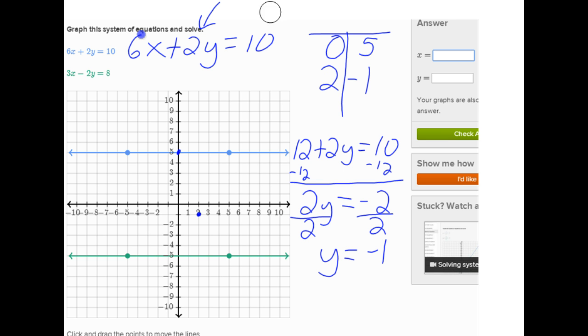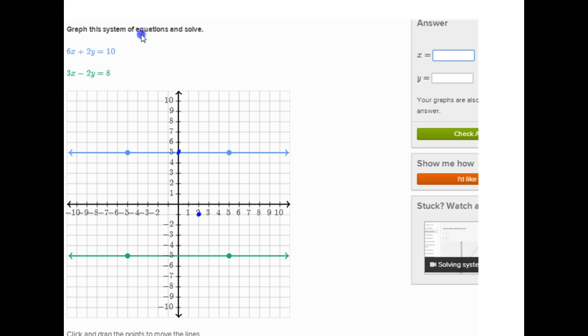Okay? After you get done with your blue equation, you then do the green equation. So I'm going to rewrite everything here: 3x minus 2y equals 8. In my t-table, 0 always is going to work. And I have a negative 2 in front of y, so I'm going to use 2. So the values I'm going to substitute in for x are 0 and 2.